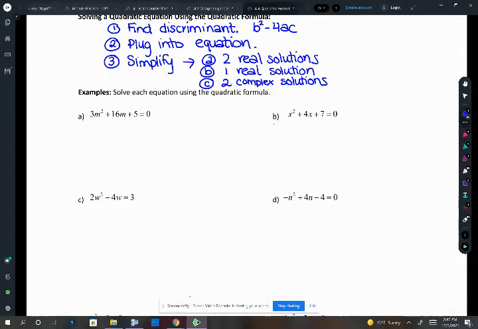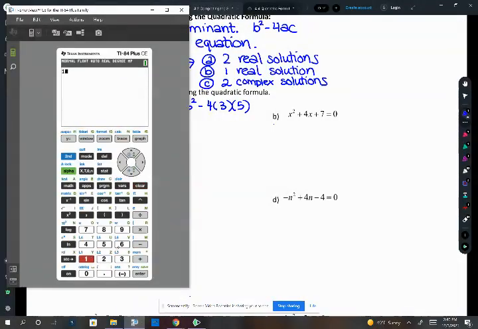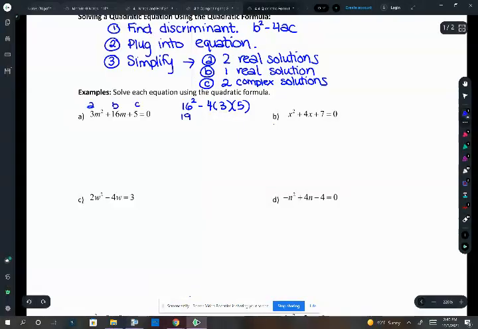So when I look at my equation in example A, this is my A value, this is my B value, this is my C value. Step one is to do b squared minus 4ac. So I'm going to go 16 squared minus 4 times A, which is 3, times C, which is 5. In my calculator, I get my answer, which is 196.